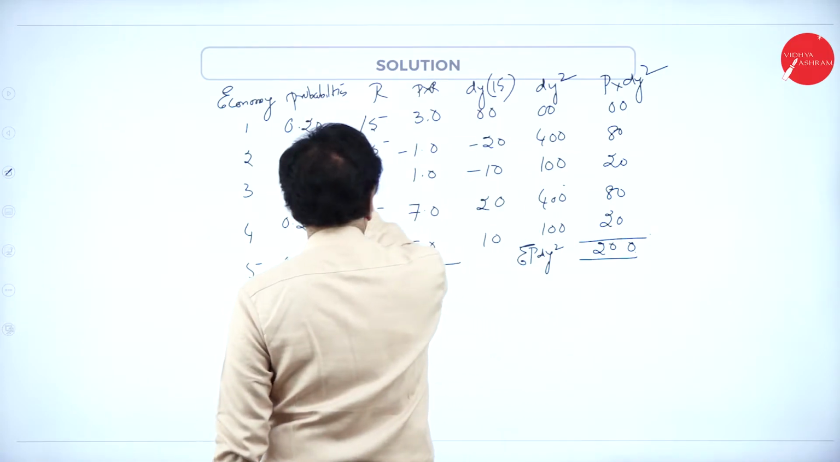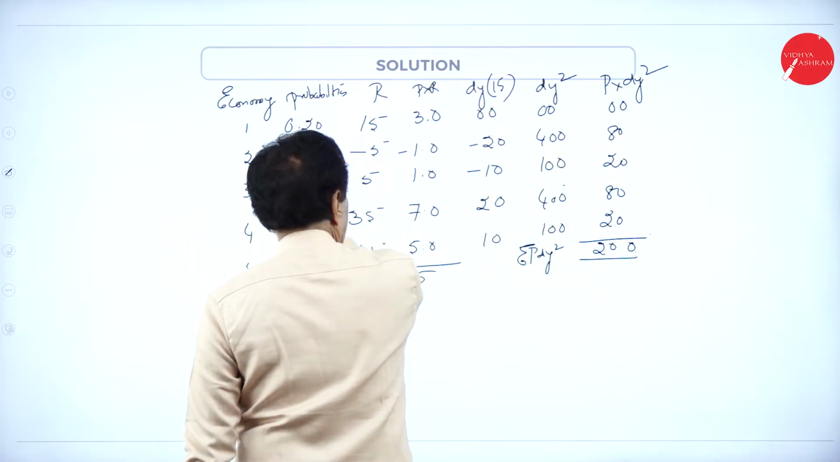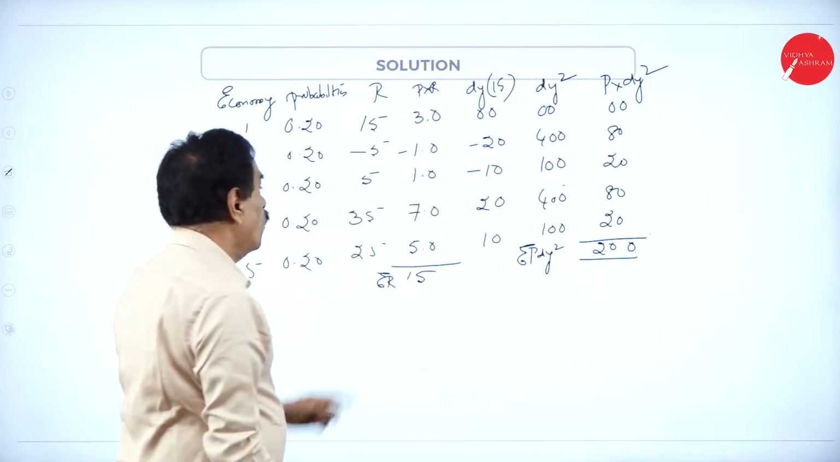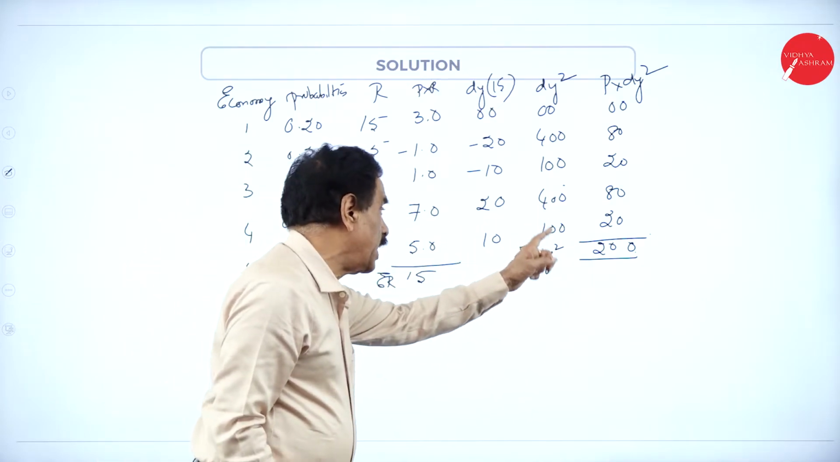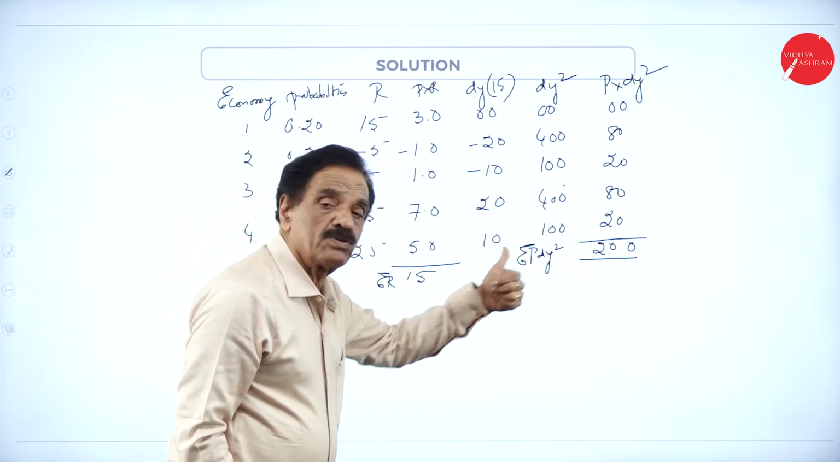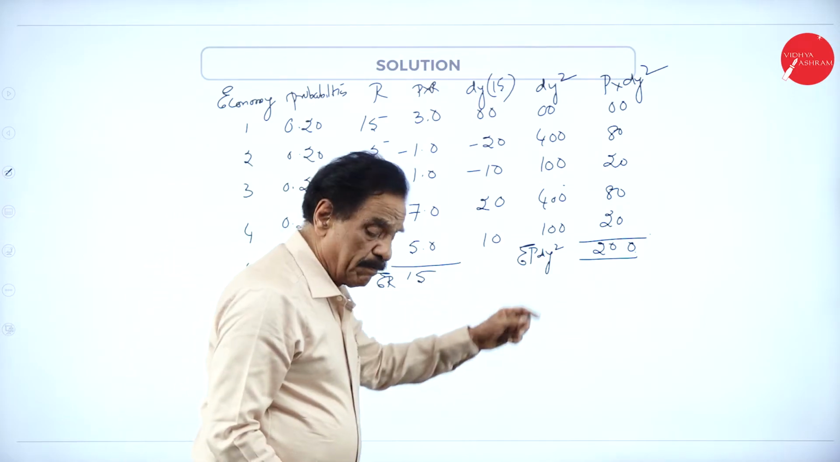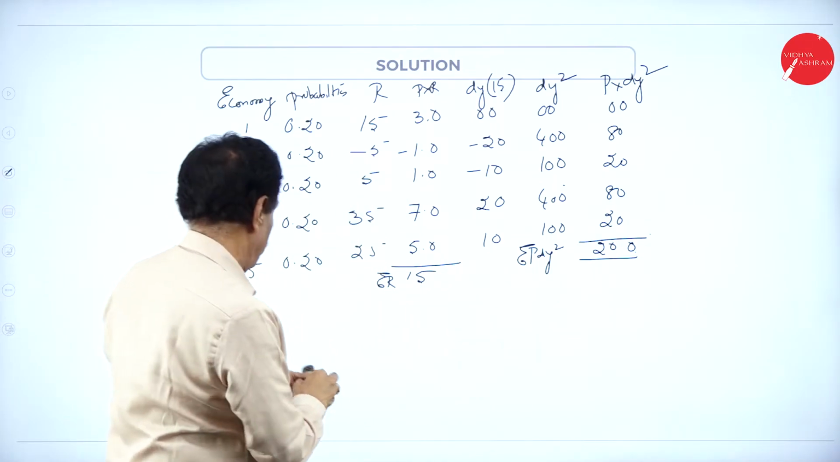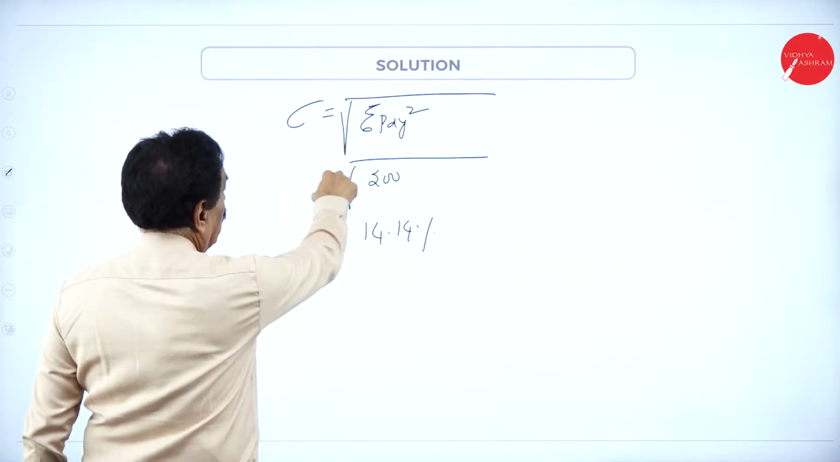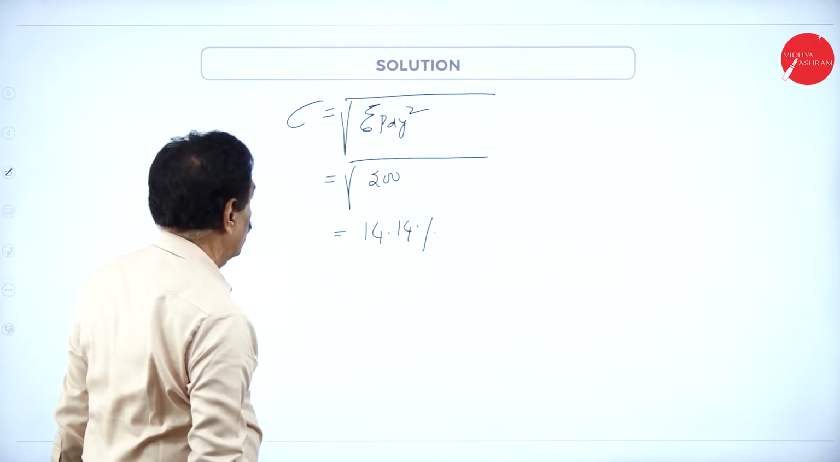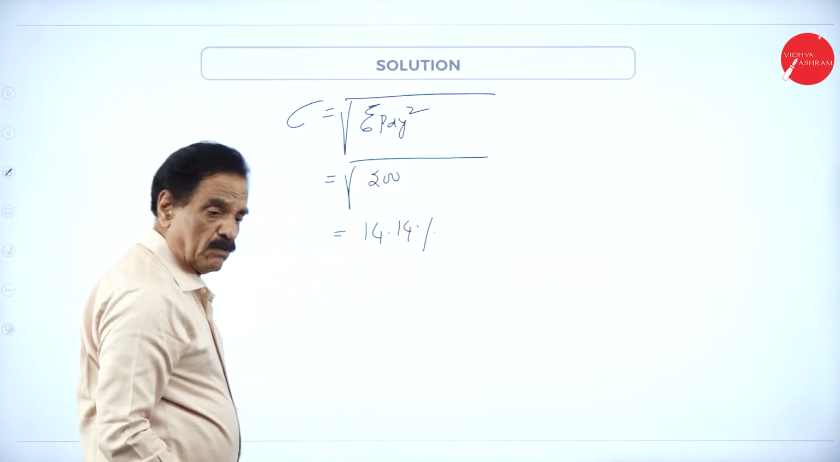400 into 0.20 is 80. 100 into 0.20 is 20. 400 into 0.20 is 80. 100 into 0.20 is 20. So this is sigma P dy square. Then I take the root of sigma P dy square. Root of 200 is 14.14.